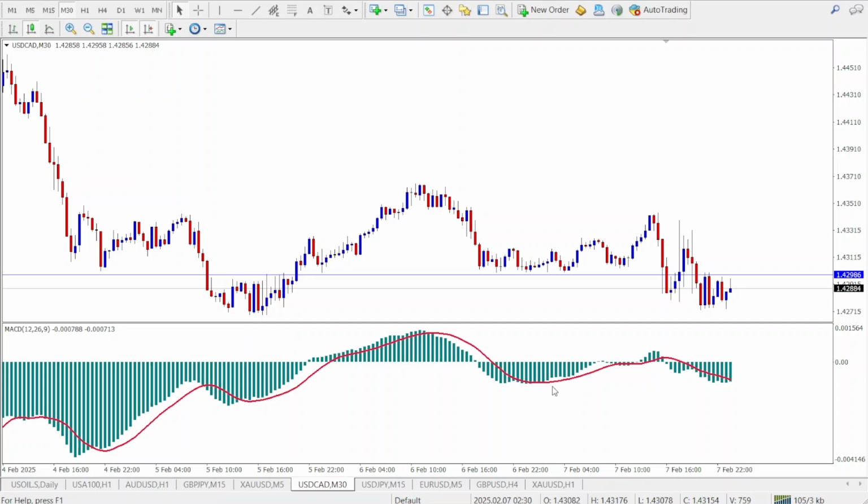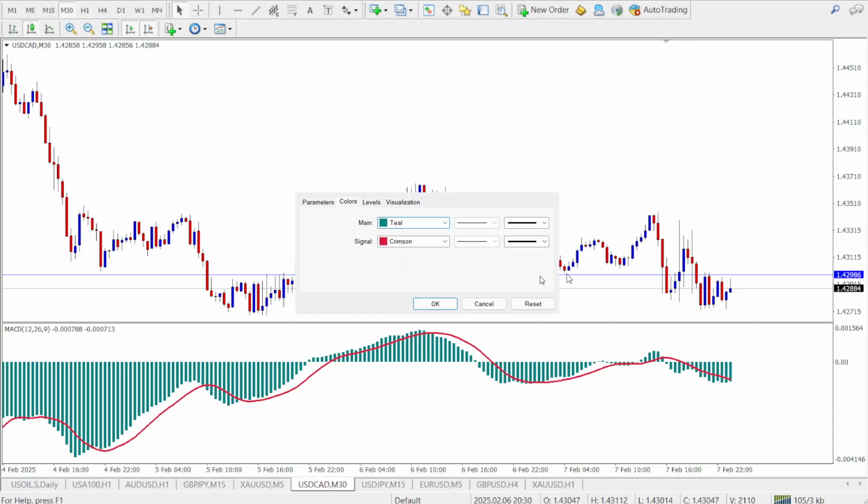Now, before we dive into the strategy, let us quickly understand what the MACD indicator is and how it works. Now, the MACD is a momentum-based indicator that helps traders identify the strength of a trend and potential reversal points. It consists of three main components. The MACD line, it is the fast line.